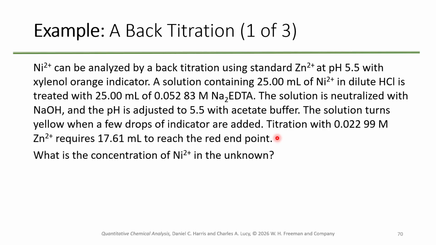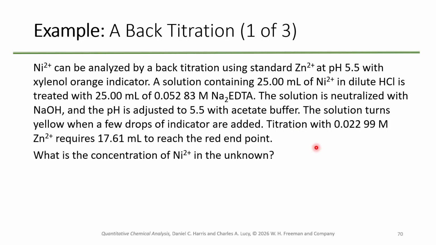Okay, so this is actually a back titration right here. Nickel 2 plus can be analyzed with a back titration using the standard zinc 2 plus at pH 5.5 with xylenol orange indicator. The solution containing 25 milliliters of nickel 2 plus and dilute HCl is actually treated with 25 milliliters of the disodium EDTA. The solution is then neutralized with NaOH, and the pH is adjusted to 5.5 with acetate buffer. So the solution will turn yellow when a few drops of the indicator are added.